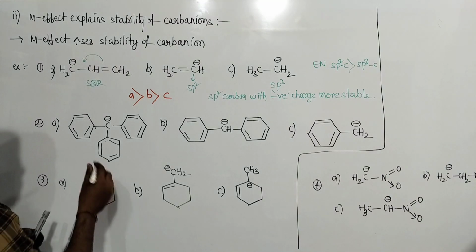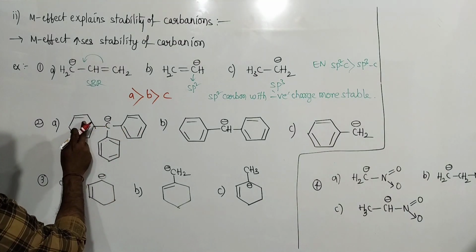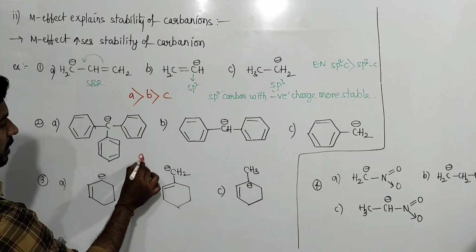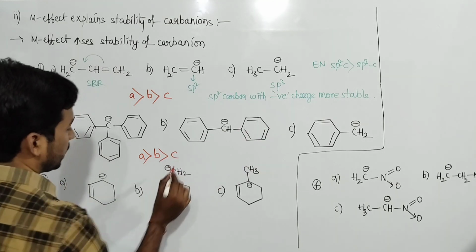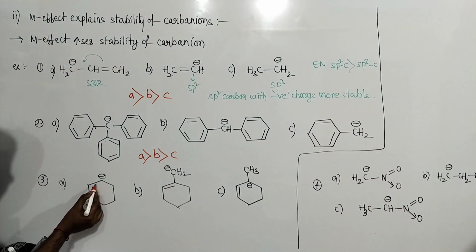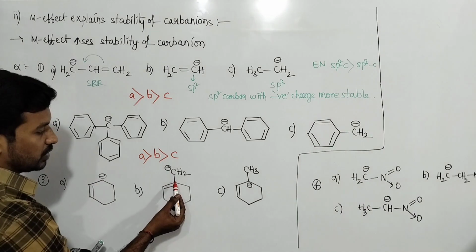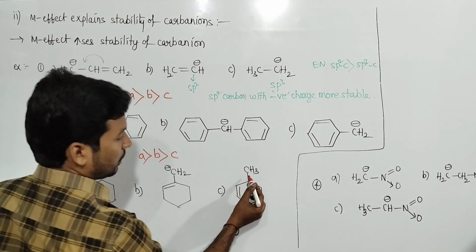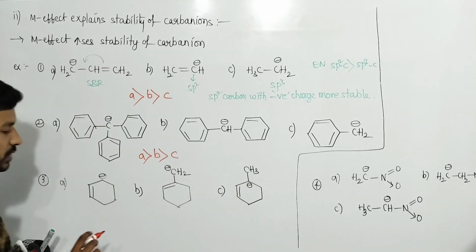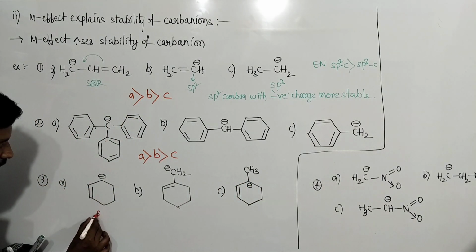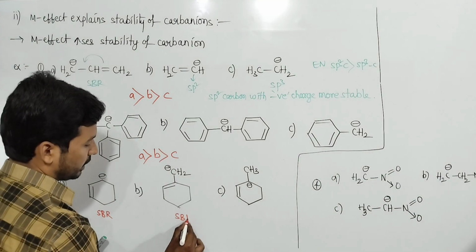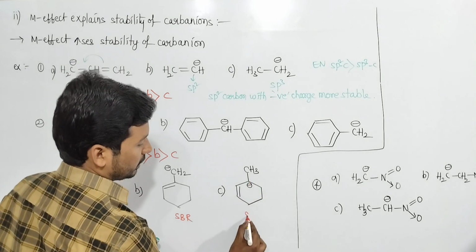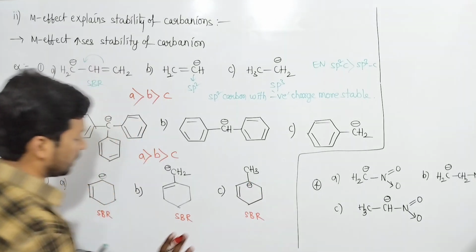Here there are more resonating forms. A is more stable than the one with only one resonating group. When you see here, negative charge, single bond, double bond, conjugation is there. Here stabilized by resonance, yes, stabilized by resonance. This is also stabilized by resonance, 3 cases.